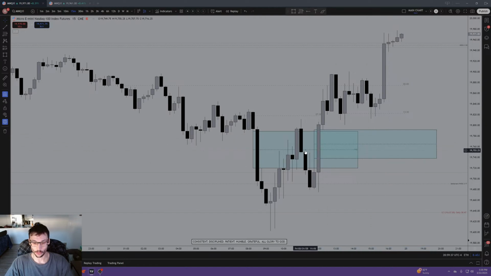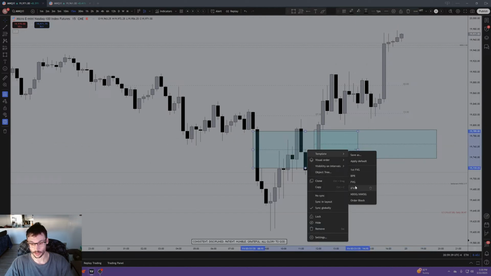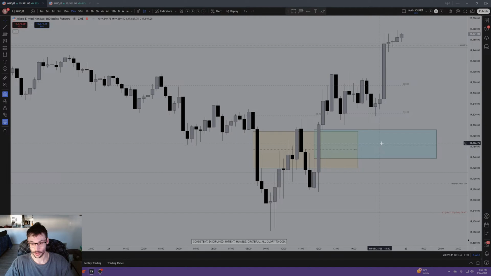So now this one becomes an inverse fair value gap. This one's still a fair value gap, but because price went down and up and down and up, this is now a balanced price range. So this whole area right here, it kind of starts right here because it goes down, up, down. Right here is all balanced, okay?